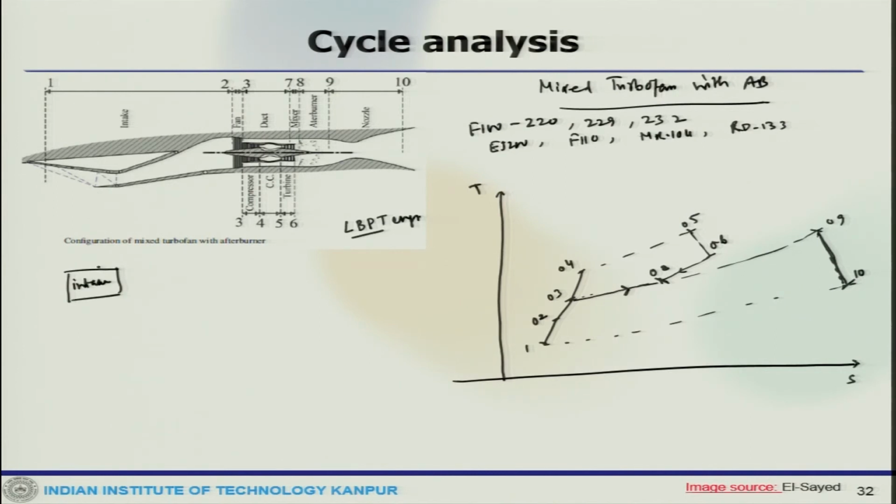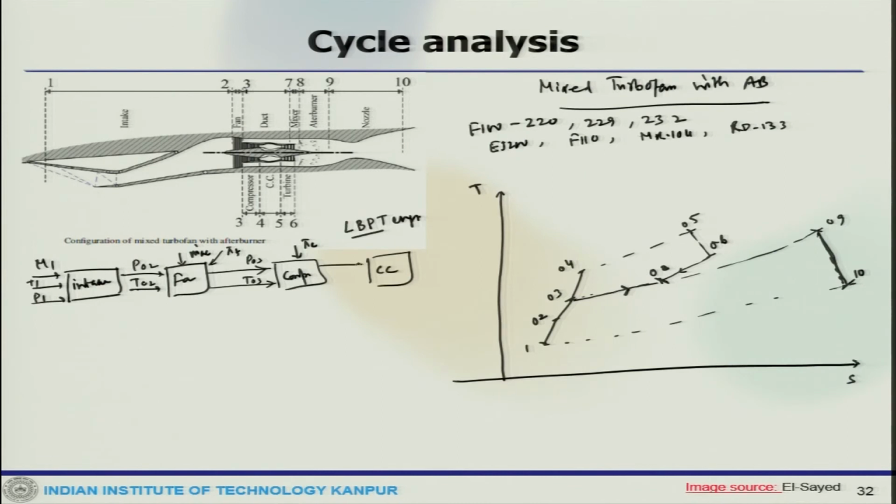Like you have intake where you get M1, T1, P1. From intake you go to fan where you have P02, T02, then you have M dot AC which is cold, then you have fan pressure ratio pi F. Now, from fan it goes to P03 and T03 which goes to compressor. Then there is a compressor pressure ratio, then from compressor you go to combustion chamber, this takes you to P04 and T04 where you inject M dot F.